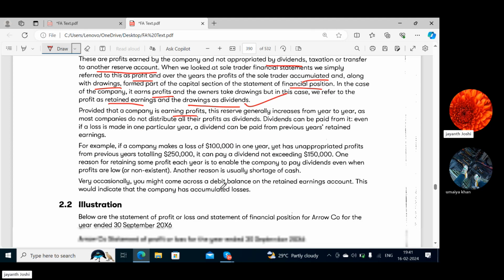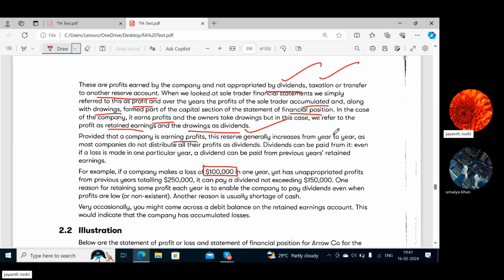There's an example given. If a company makes a loss of $100,000 in 1 year, yet has unappropriated profits. What do you mean by unappropriated? The company has earned profits, but the profit is after meeting all the obligations. First, taxation: tax is paid. After paying tax, we get PAT. This is transferred to retained earnings. Now we will pay dividends out of it. And then we will transfer any amount we want to another reserve from this retained earnings account.